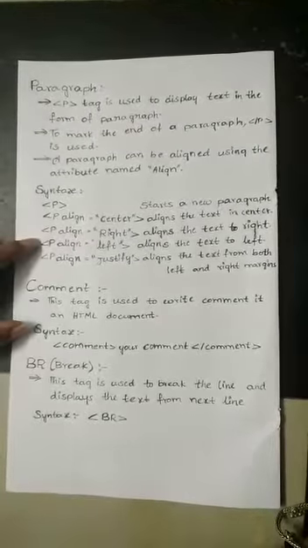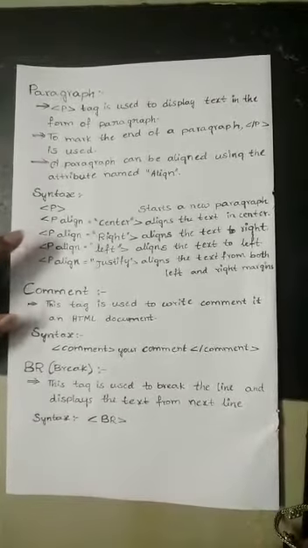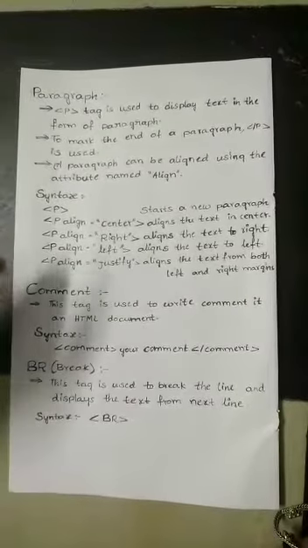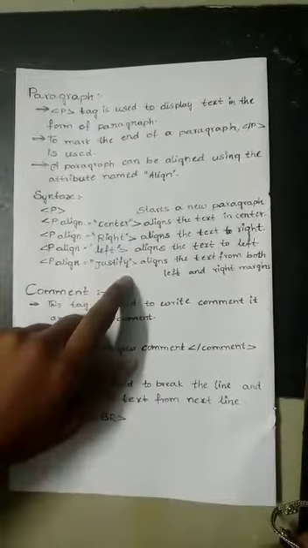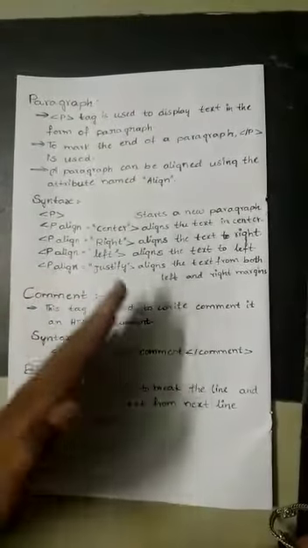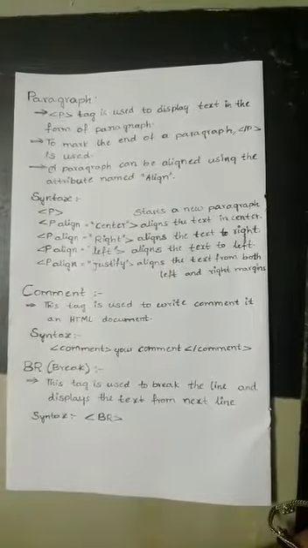center of the page. P align equal to right aligns the text to the right side of the page, and P align equal to left aligns the text to the left side of the page. P align equal to justify aligns the text from both the left and right margins. That means it will equalize the lines.